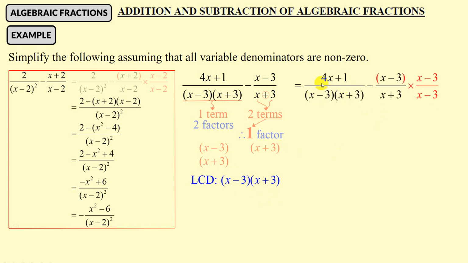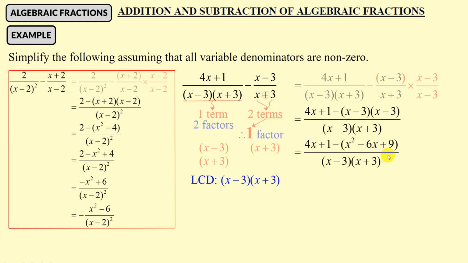That stays as it is. And we need to increase that to x plus 3, x minus 3. So we multiply by x minus 3 of x minus 3. Notice the brackets again because of the negative. Now they're all over the common denominator. Still in brackets, I multiplied that out. Still in brackets because the sign change is going to occur.